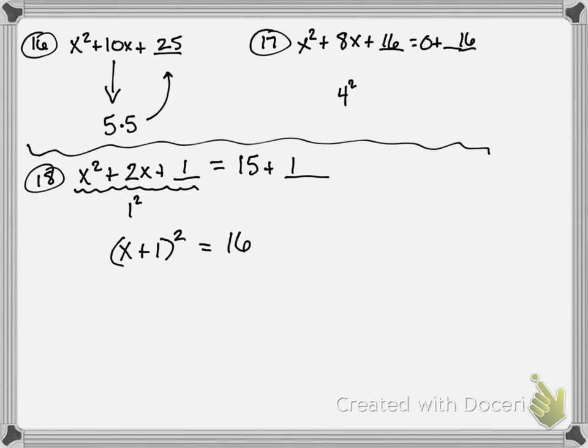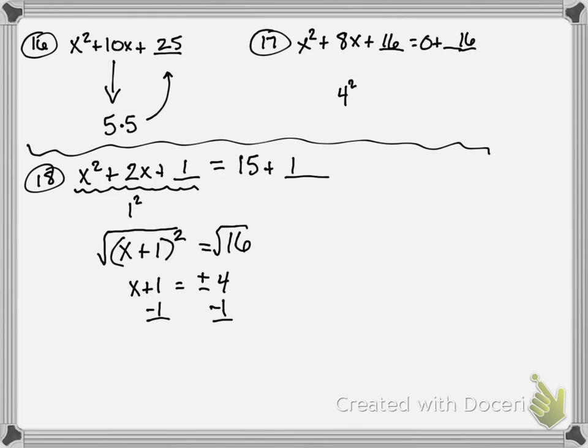Now, did we not just do problems that look just like that? Yeah. All right, what did we do? Didn't we take the square root of both sides? Yeah. That left us with x plus 1 equals positive or negative 4. And then what do you do? Minus 1.